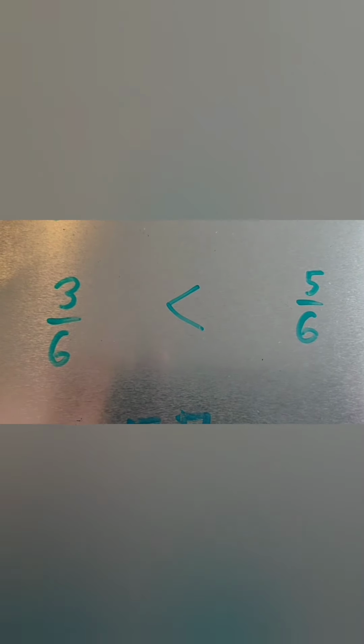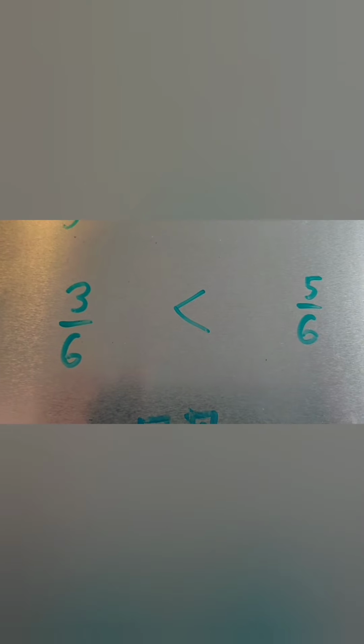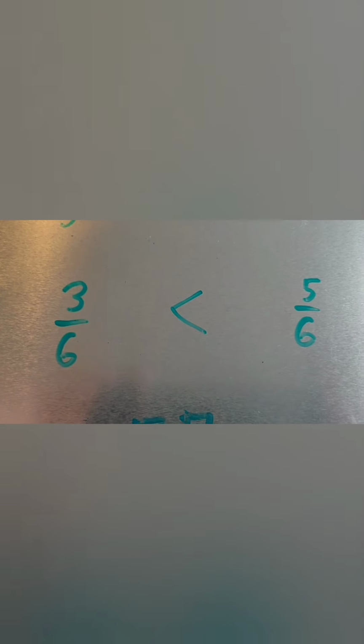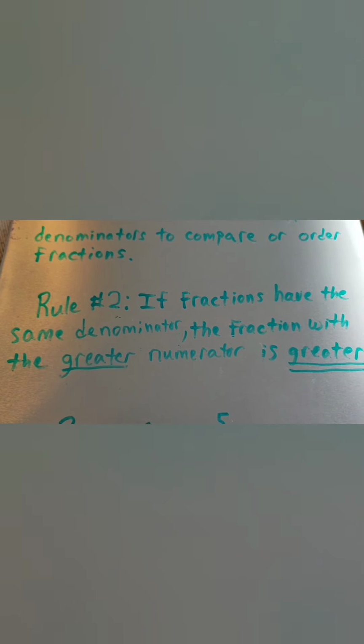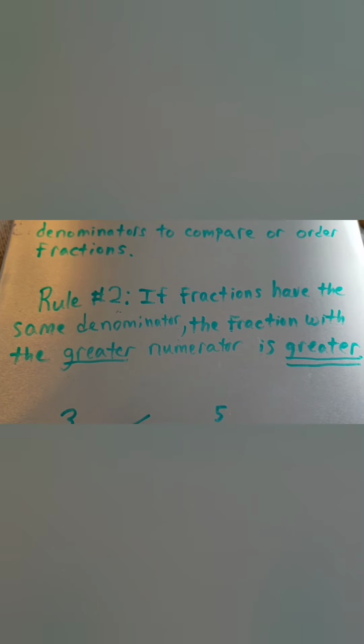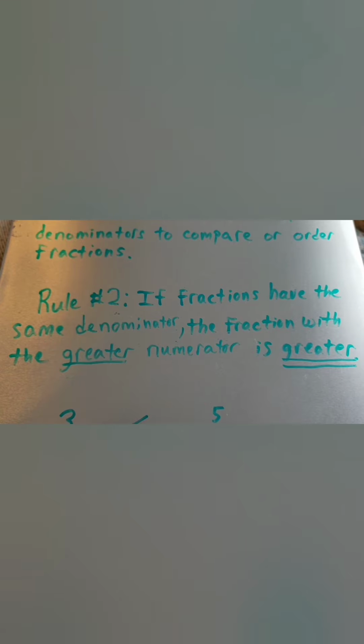3/6 is less than 5/6. 3/6 is less than 5/6 because we have two fractions with the same denominators, and when we have two fractions with the same denominator, the fraction with the greater numerator is greater. That's rule number 2. If fractions have the same denominator, the fraction with the greater numerator is greater.